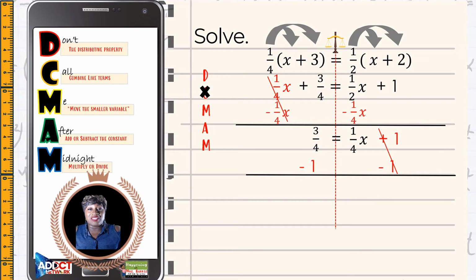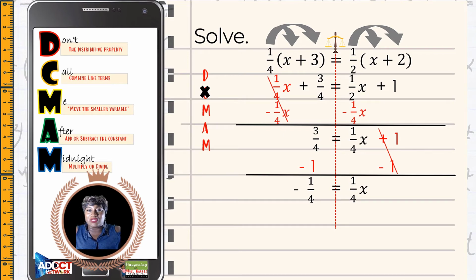This will leave us with 1/4 x equals -1/4. 3/4 minus 1 equals -1/4. Our last step, M. We know we're not done because there's still an x. Our variable is still not isolated.